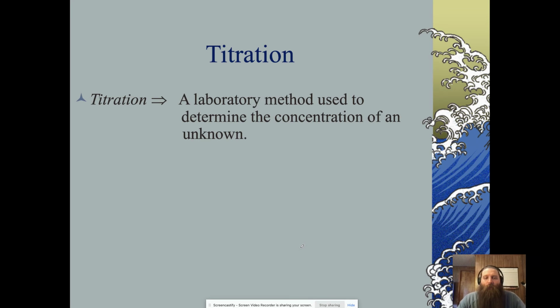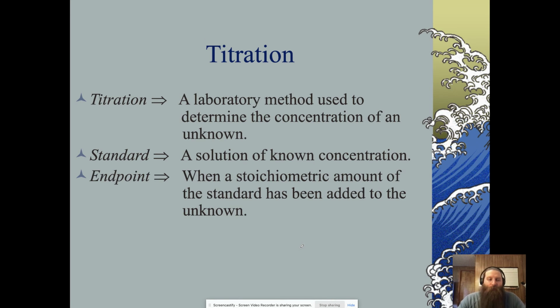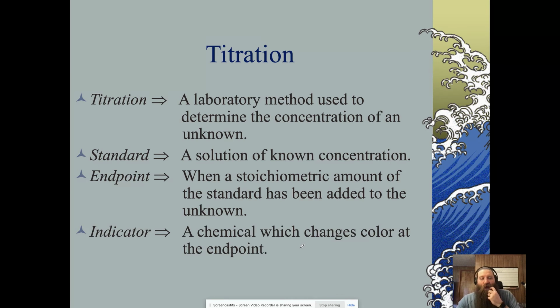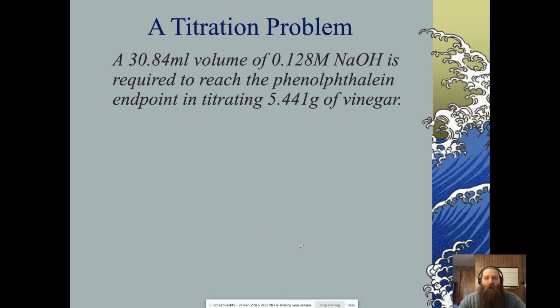A titration is a method that we use to determine the concentration of an unknown. We use a standard, a solution of known concentration. We have an end point, which is the point where we want to stop our titration. We'll talk more about that in a minute. And we often use an indicator, in order to determine when our pH is changing by monitoring the color change. Let's do another titration problem. I know you did one last week, but let's do this one.